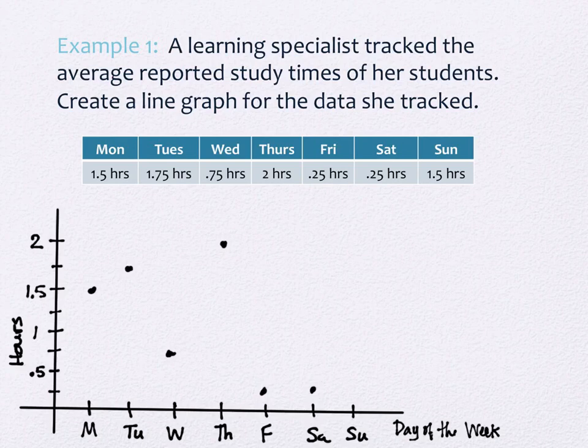All right, so Sunday was 1.5. That's where we were when I paused. So we're right here. 1.5? Yeah, 1.5. Looks like that.